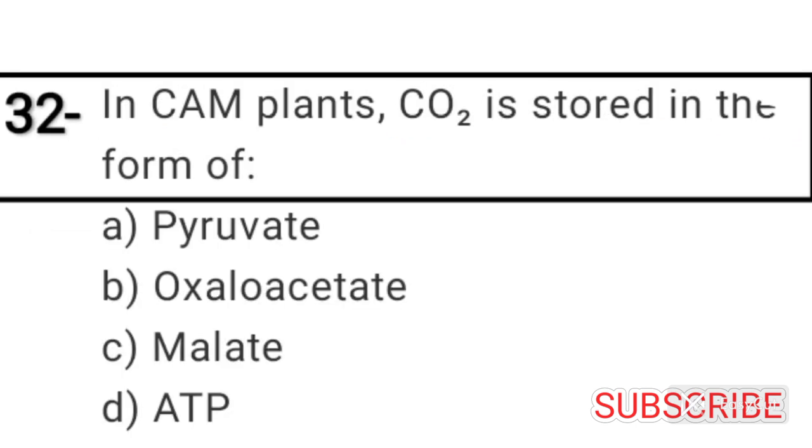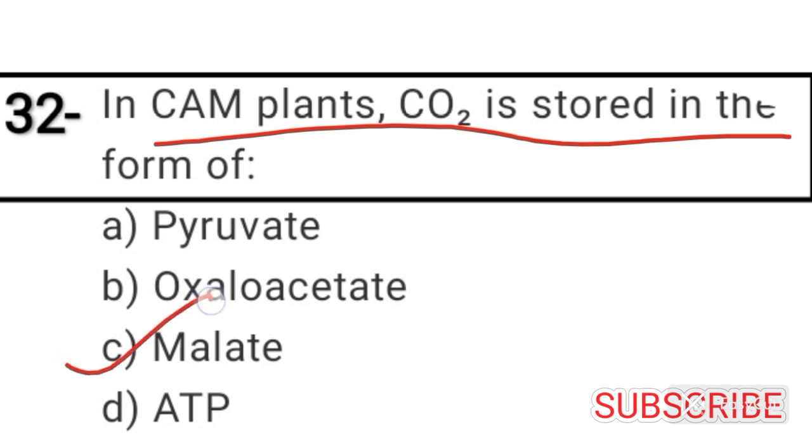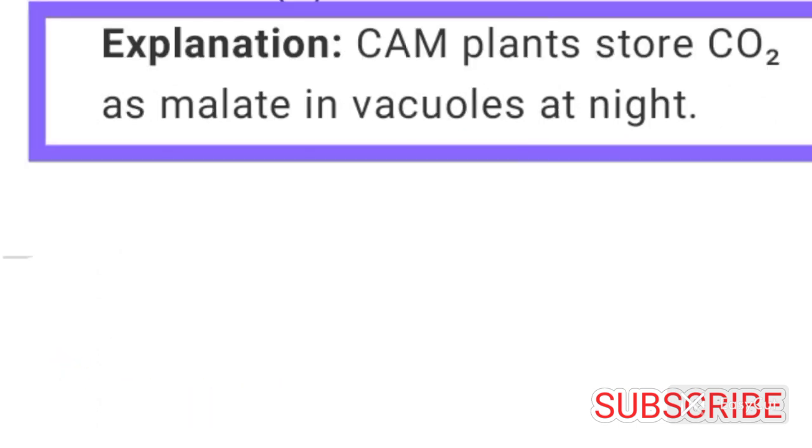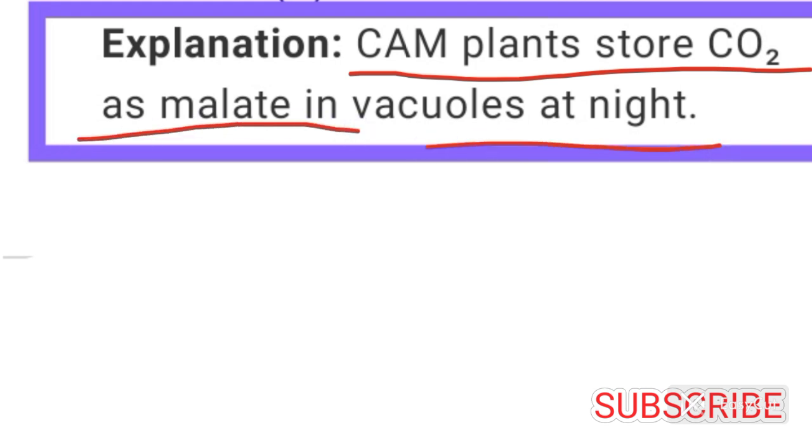Question number 32. In CAM plants, CO2 is stored in the form of, answer is option C, malate. CAM plants store CO2 as malate in vacuoles at night.